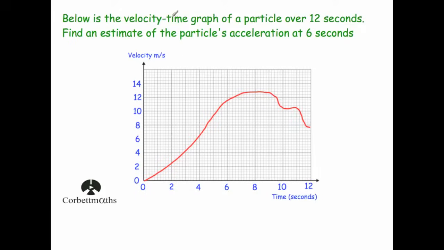So here we've got a velocity time graph of a particle over 12 seconds, and it says find an estimate of the particle's acceleration at time equals 6 seconds. So the rate of change of velocity is the acceleration. Okay, so rate of change of velocity is acceleration. So we want to find the rate of change of this curve whenever time is equal to 6. So that's at that particular point there.